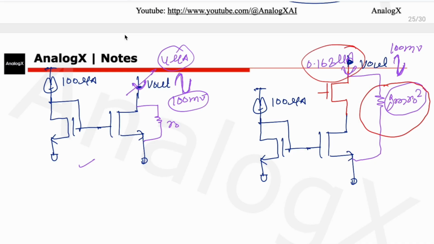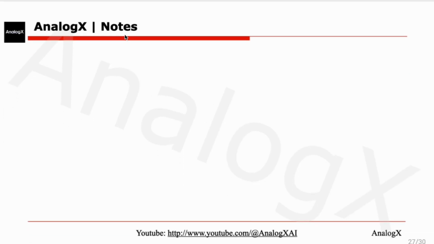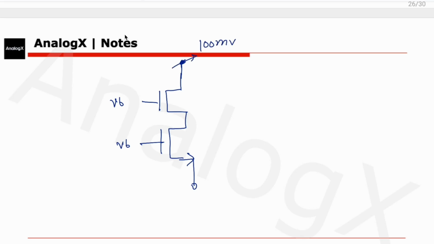I'm giving one follow-up question. You tell me, comment down in the comment section. Suppose I take the same circuit. This one is VB and this one is VB. Everything is given, and if some data are missing, you can use your own. This is changing by 100 millivolt. Tell me what will be the change in this current.